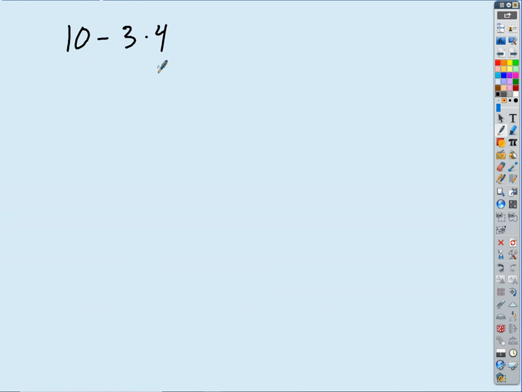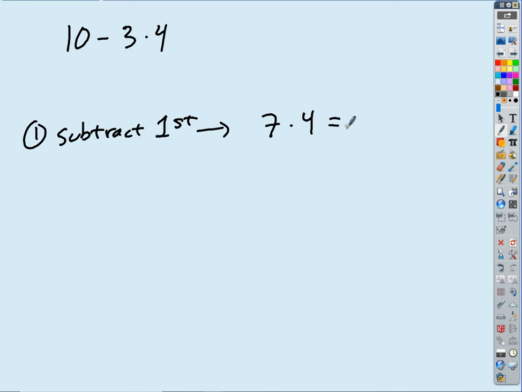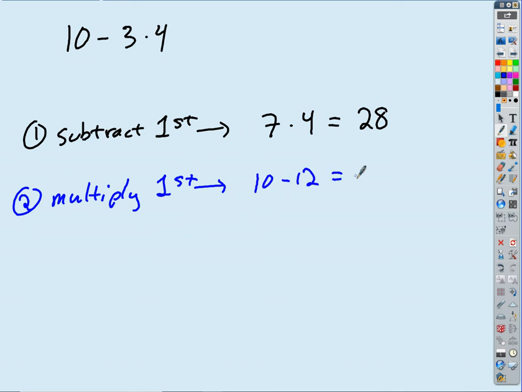Okay, so really there's 2 paths that we could take here. We could subtract first. And if we do that, what are we gonna get? What's 10 minus 3? 7. So we get 7 times 4 is what? Okay. The other option would be to multiply first. So if we multiply first, what's 3 times 4? Okay, 10 minus 12, and what answer would that give us?